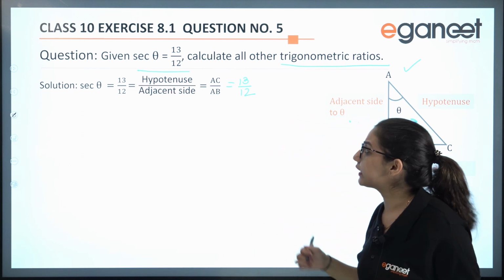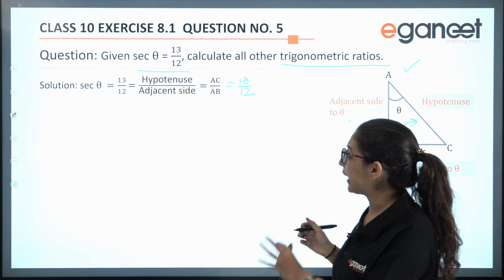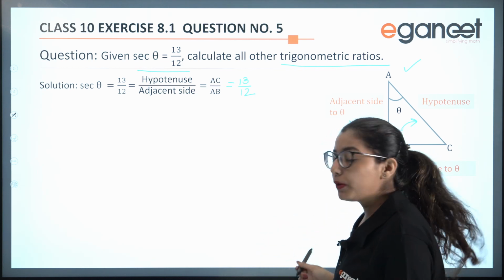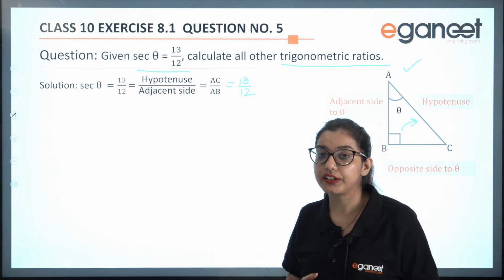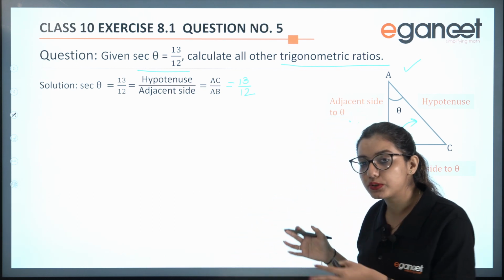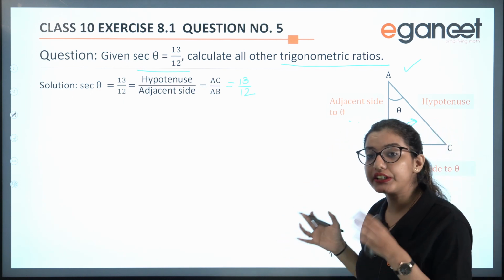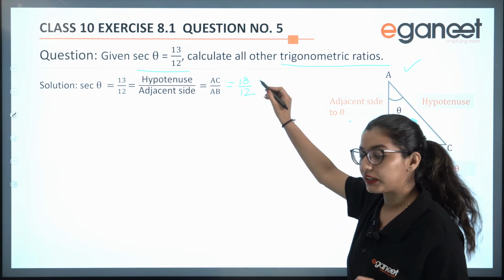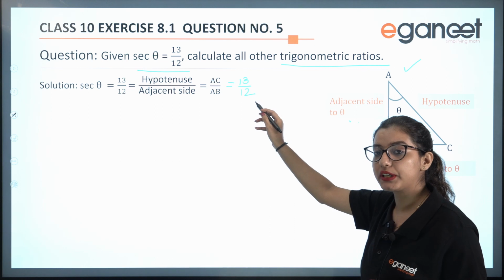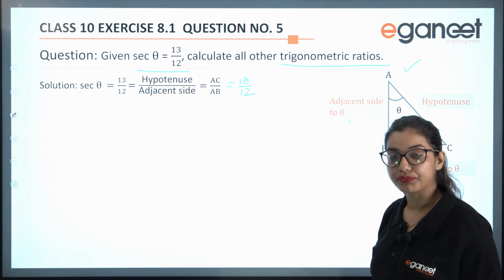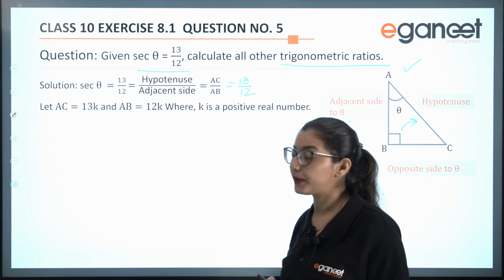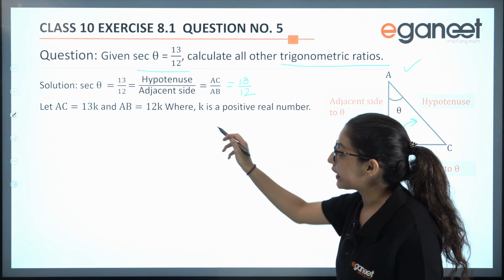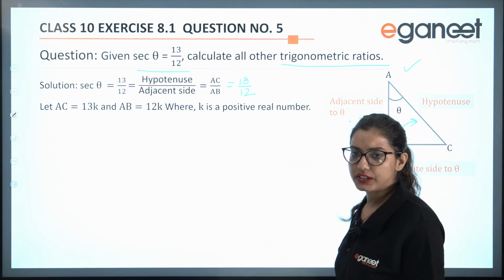Now does that mean that AC will be just 13 and AB will be just 12? Okay, so I hope you know this concept. When two certain things are in ratio, then we do not want the values to be fixed. We just want the ratio to be fixed, that is 13 upon 12. Right. So it can be a multiple of 13 in the numerator and in the denominator we can have a multiple of 12. Right. But the same multiple, remember that. So here we are considering that AC is 13K and AB is 12K, where K is a positive real number, right.